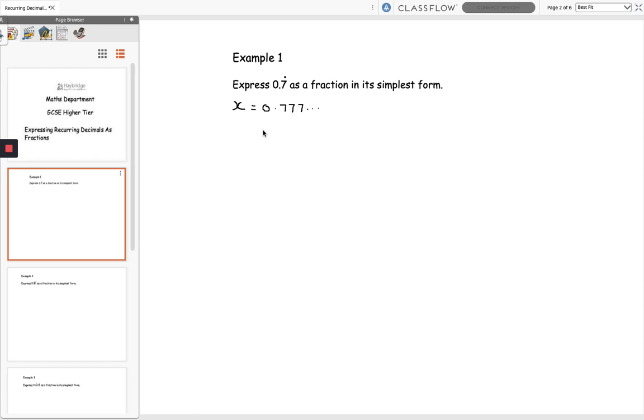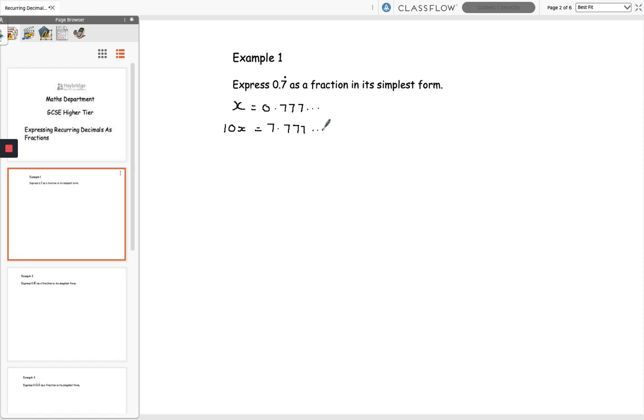So my recurring group is 1 digit long. So I'm going to multiply both sides of this equation that I've formed by 10 to the power of the recurring group. So in this case, it's going to be 10 to the power of 1, which is just 10. So x times 10 will give me 10x. And 0.7 recurring multiplied by 10 will give me 7.7 recurring.